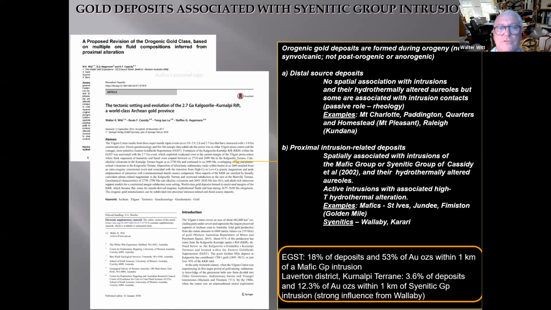That division of orogenic gold deposits is explained more fully in this recent publication on the Kalgoorlie-Kurnalpi Rift. One of the interesting things about the proximal intrusion-related gold deposits is that 18% of deposits and 53% of gold ounces occur within 1 kilometre of a mafic group intrusion. In the Laverton district, there's a weaker but still significant association in space between syenitic group intrusions and 3.6% of deposits and 12.3% of gold ounces. Those figures for the Laverton district are strongly influenced, however, by Wallaby.